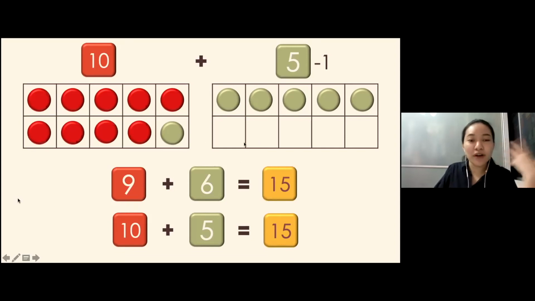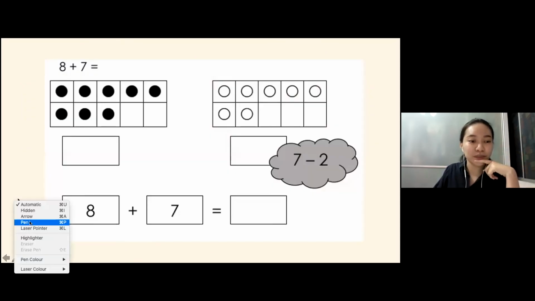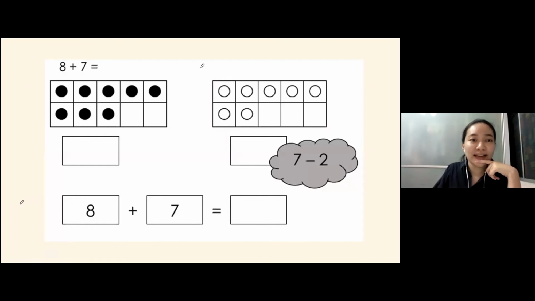So with more and more practice, the kid will get it so quick. Whenever they see 9 and 6, 6 minus 1 is 5, 5 and 10 is 15. It will get faster and faster. So this is one of the activities, the worksheet that we use. 8 and 7. Oh my God, do you want them to count one by one? No, let's go for the make 10 way.